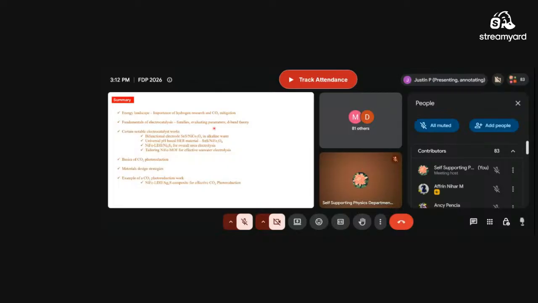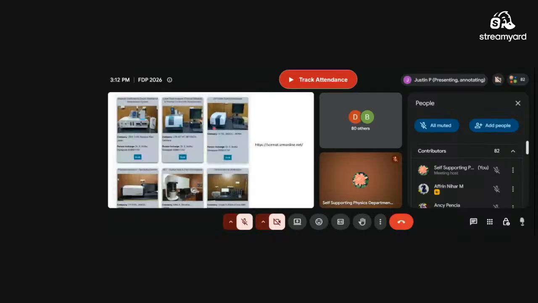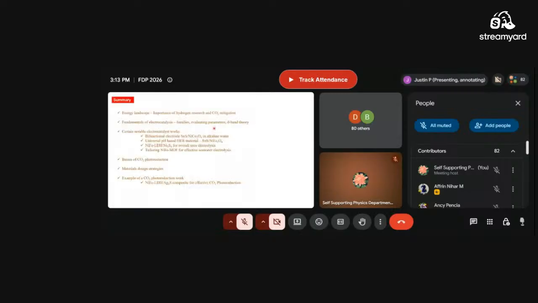In the case of CO2 reduction, we discussed how CO2 gets reduced with the help of conduction band electron energy, materials design strategies, and different types of heterojunctions used for CO2 reduction. Finally, we discussed one example of CO2 reduction and how to understand the data for it. With that, I want to summarize this talk.